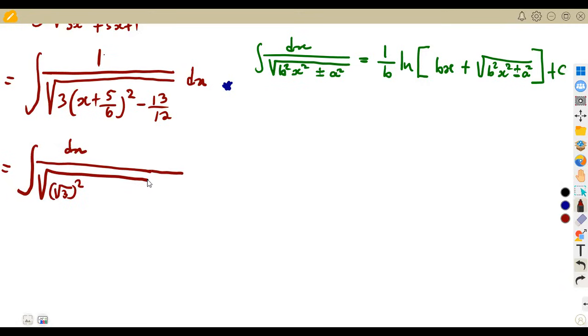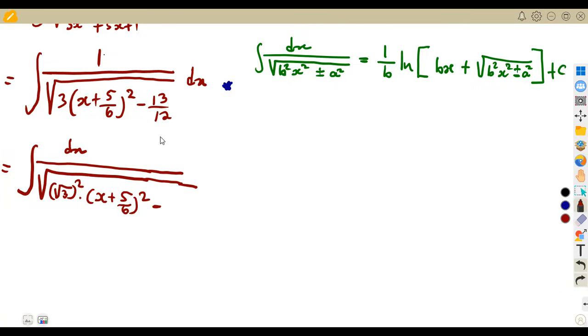So it is the same as what? The square root of 3 squared. All right. Then we have x plus 5, which is already to the exponent of 2. So here there's nothing that we are changing. x plus 5 over 6 squared is the one that represents our x squared. Plus or minus, here we've got a minus, so we're just going to write minus. So how do we write the 13 over 12?